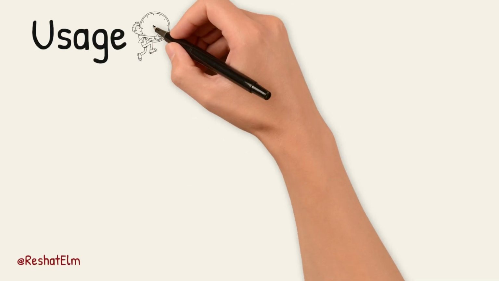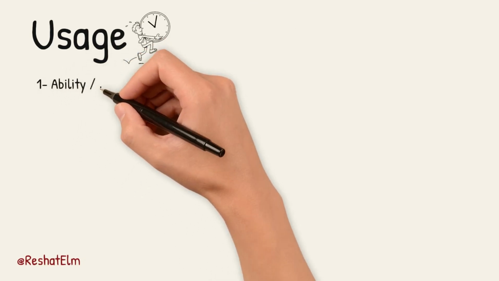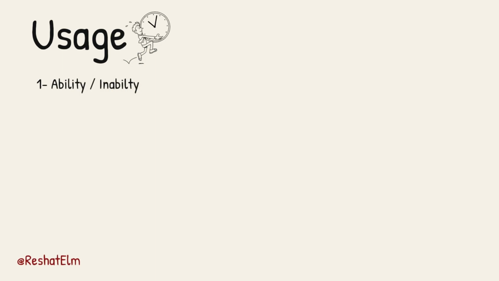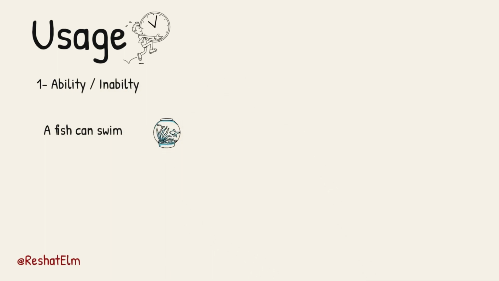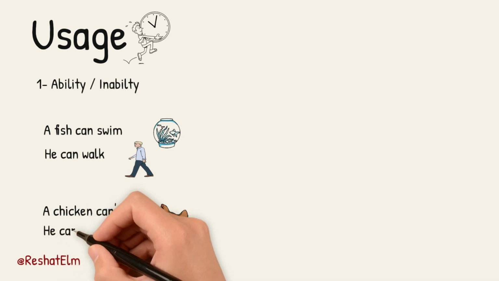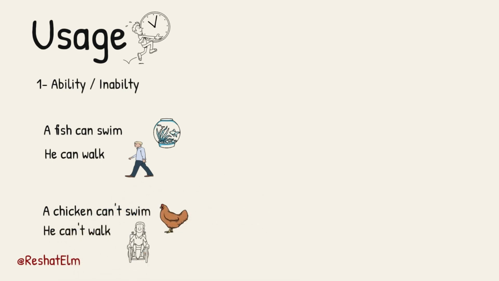When do we use it? We use can to express someone's ability. He is capable of doing something. For example, a fish can swim. Another example, he can walk. We use can't to express someone's inability to do something. For example, a chicken can't swim. He can't walk. Also, we use can to take someone's permission to do something.